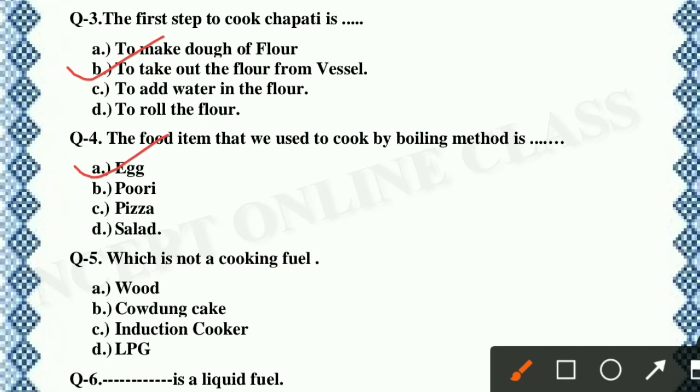Then question 5, which is not a cooking fuel? Wood, cow dung cake, induction cooker or LPG. Option C is the correct answer because it is not a fuel. It will be running with electricity.